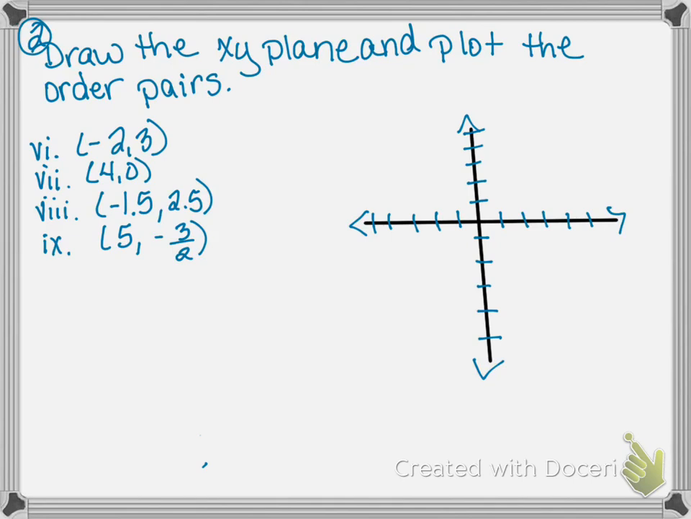So the first point that we are going to do is -2, 3. So we will go from the origin 2 to the left because it's negative. And then we will go up 3. So 1, 2, 3. So this point goes right here, and this is point -2, 3. Okay? The next point that we're going to do is 4, 0.